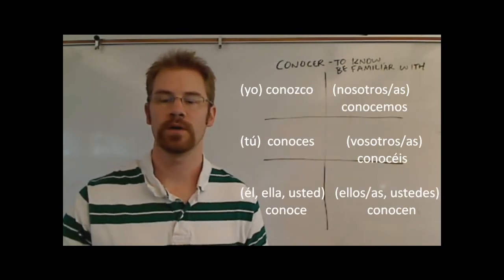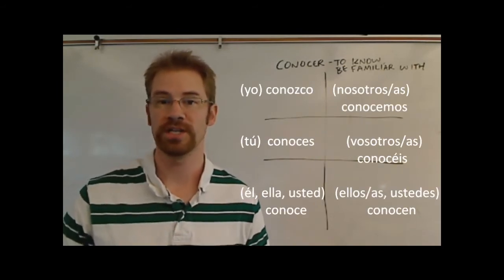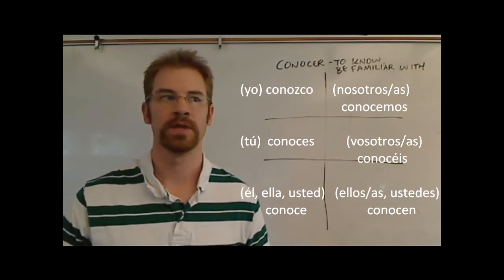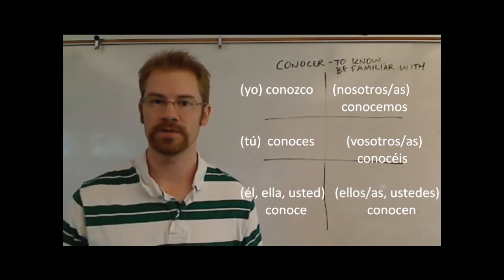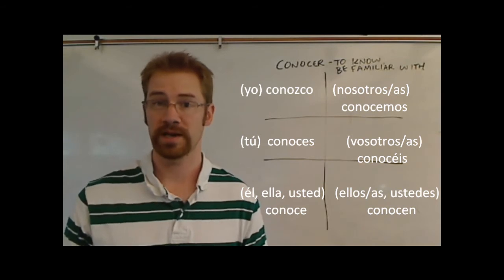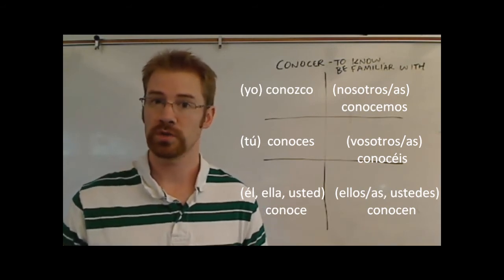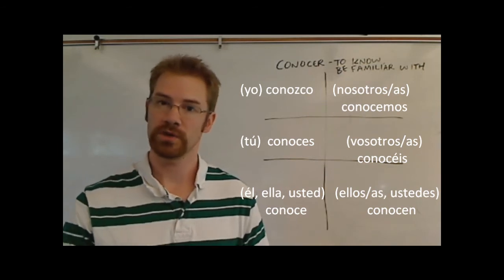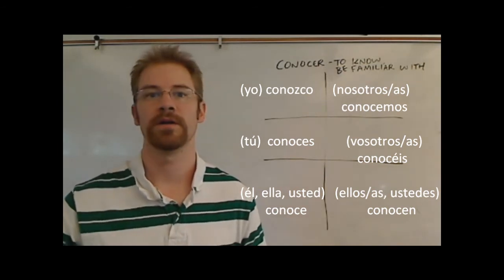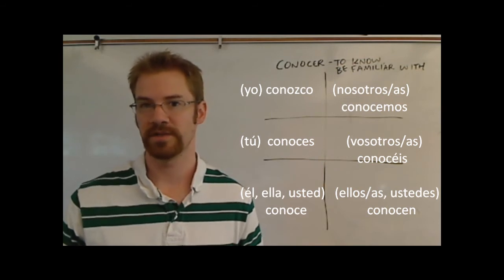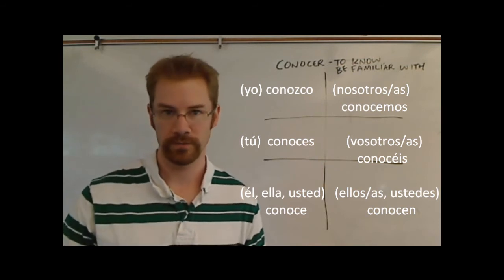If you want to go back and brush up just a little bit on conjugating ER verbs, I do have a video on that. So take a look at conjugating ER verbs. It follows this pattern of conocer exactly, except for the yo form is just a little bit irregular, being conozco. Otherwise, the conoces, conoce, conocemos, conocen are the same as a regular present tense ER verb. So check out my other video if you have forgotten that.